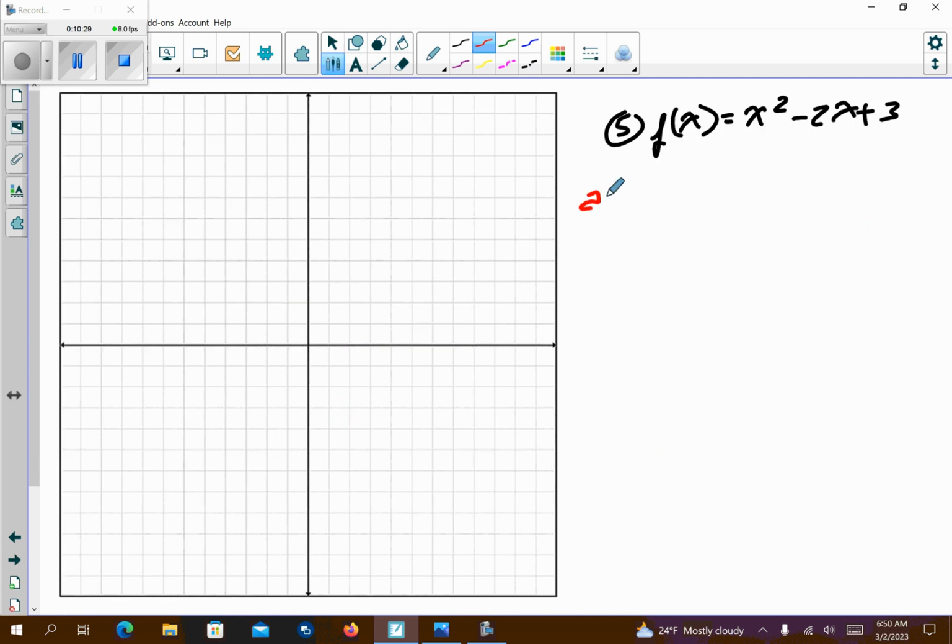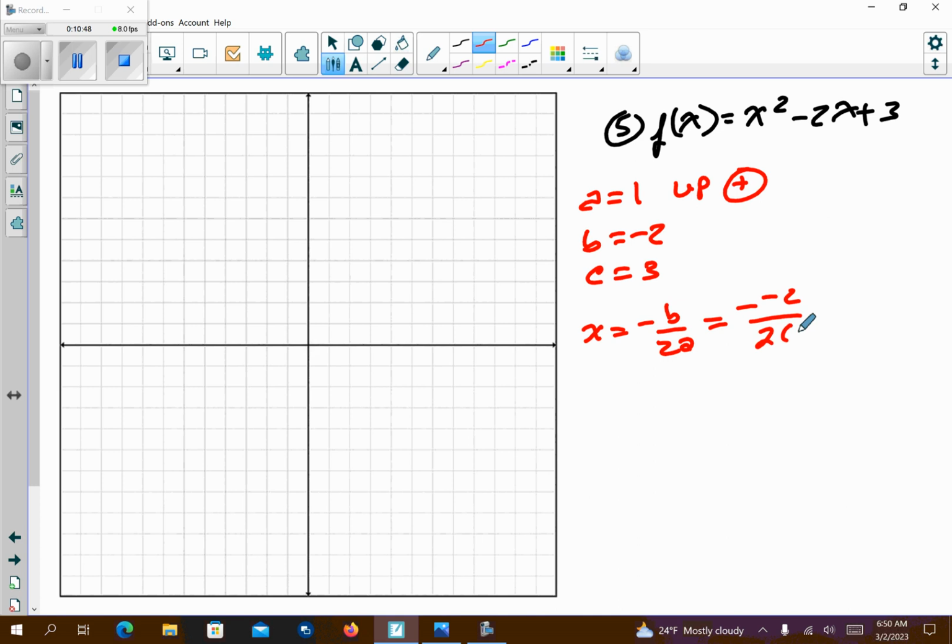Number 5, our a value is 1, so it's going to open up because it's positive. Our b value is negative 2. Our c value is 3. We're going to use x equals negative b over 2a to find our axis of symmetry and the x component of my vertex. So I'm going to get negative negative 2 over 2 times 1, which is 2 over 2, which is 1. So that's my axis of symmetry. It would go straight up and down this line right here. It's also the x component of my vertex.